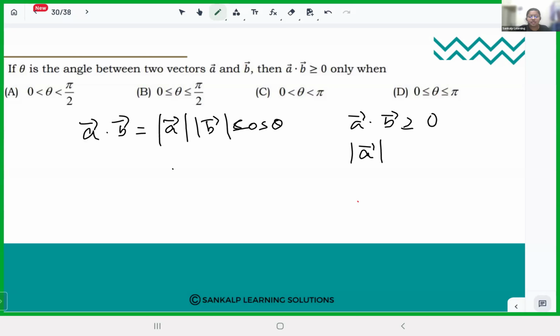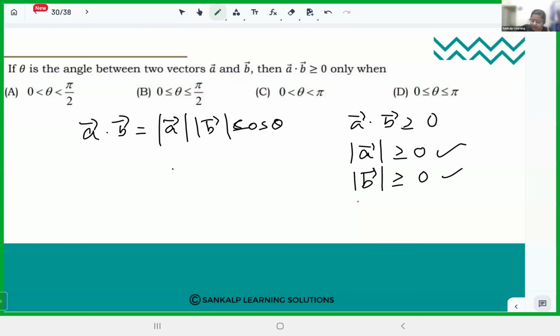Length can never be negative. So we can always say that the magnitude of A is always greater than or equal to 0. And what about the magnitude of B? This is also always greater than or equal to 0, since magnitude is a measure of length. Length is always positive. It can be 0 or it can be a positive number. So definitely these two values are greater than or equal to 0.